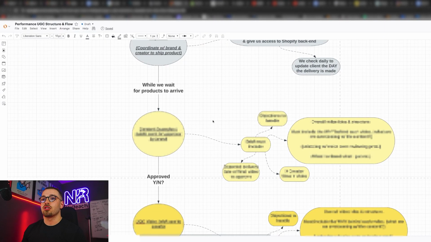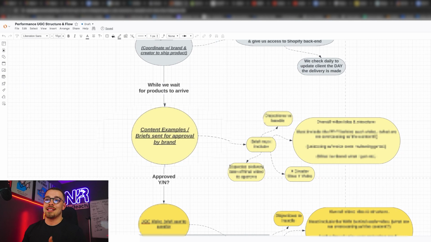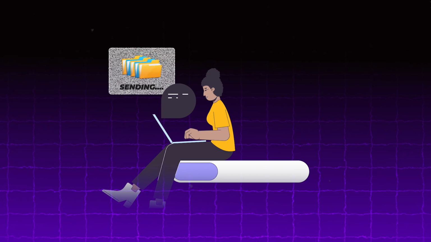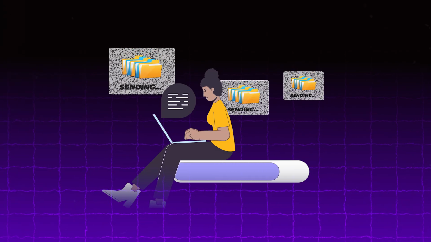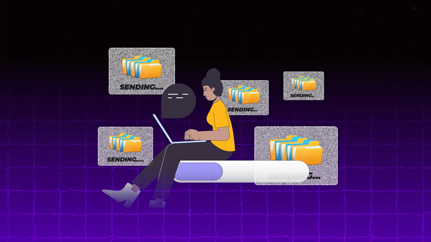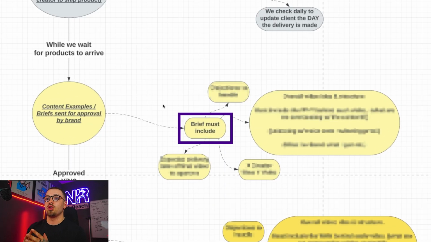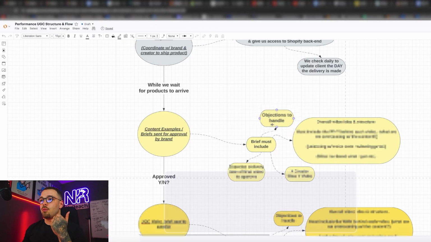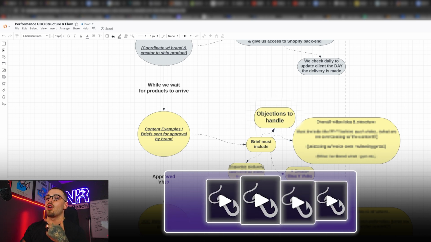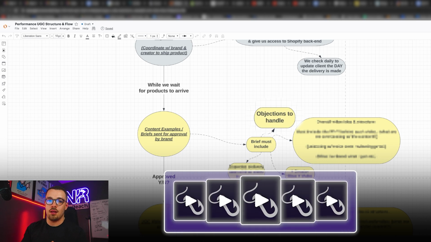And the final couple parts of this, guys, are going through content examples and essentially the briefs that we're going to be sending to the brand and to the creators. And here's how we do that. So when we create a brief, here's the information that we must include every single time that we're sending either to the brand to approve or that we're going to be sending to the creators to work with. So objections to handle. So what objection are we bringing up in the hooks, so on and so forth.